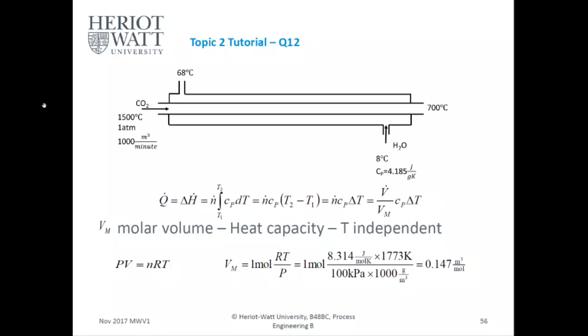The heat capacity is temperature independent, and it's an ideal gas. So PV equals nRT, and Vm equals 1 mole multiplied by RT over P, which equals 1 mole times 8.314 times 1173, your temperature, over 100 kilopascals times 1000, which equates to 0.147 meters cubed per mole.